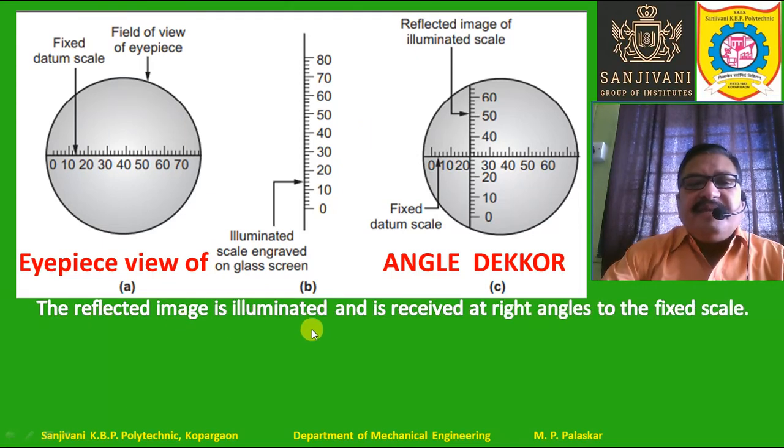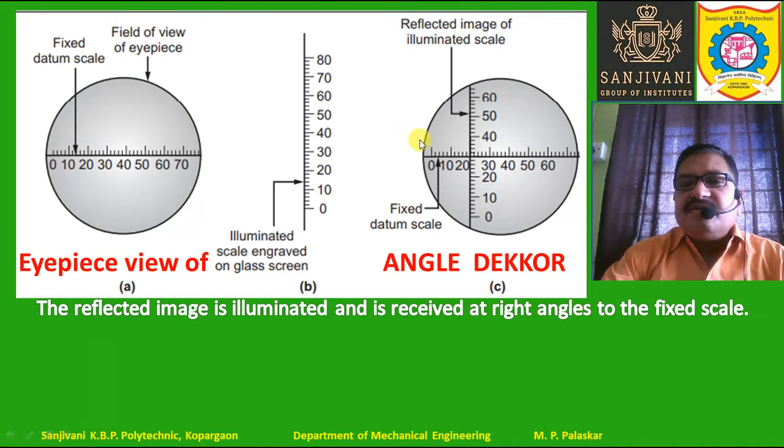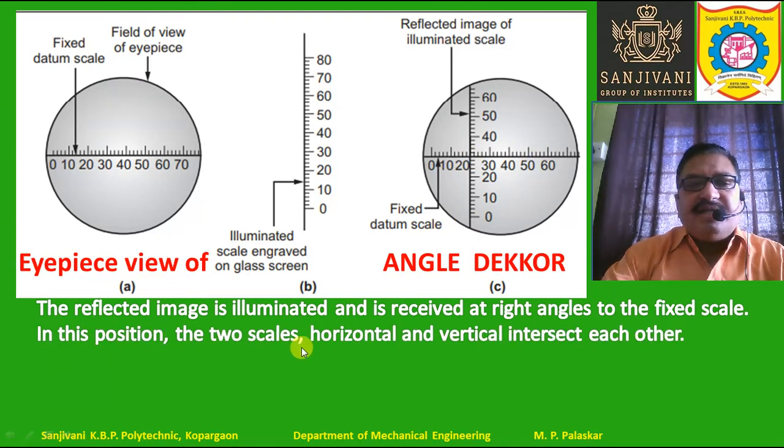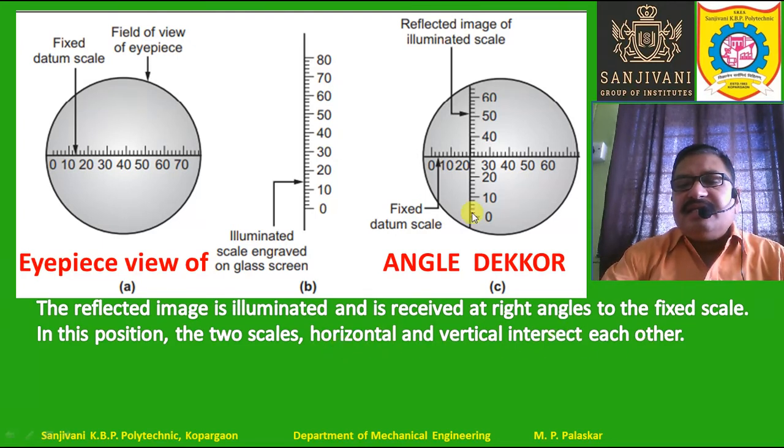The reflected image is illuminated and is seen at right angles to the fixed scale. So this is the fixed scale, or the horizontal scale. In this position, the two scales, horizontal and vertical, intersect each other. The vertical scale, that is the illuminated scale, and the horizontal scale, which is the fixed datum scale, intersect each other at right angles. They are perpendicular to each other.